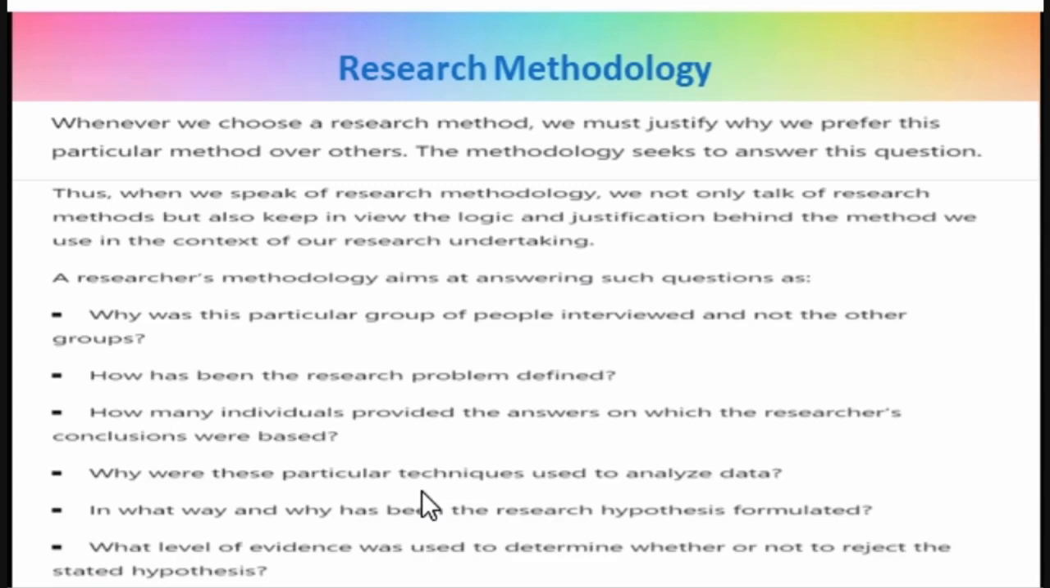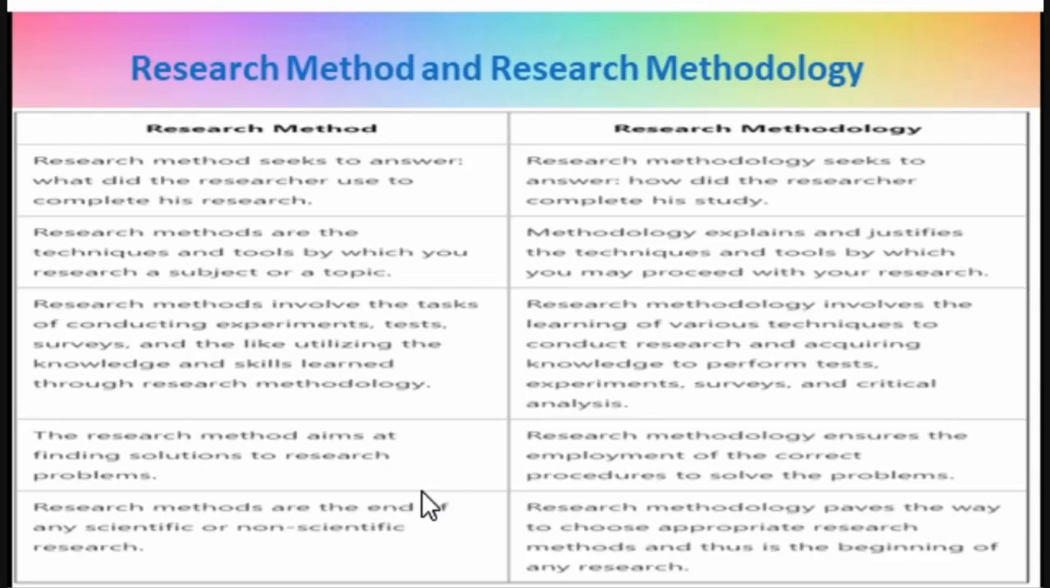I hope you understand the difference between research methods and research methodology. After learning the concepts of both, you see the difference. Research method seeks to answer what the researcher used to complete his research. I used Google Forms to collect data. I used variables such as gender, male and female, and statistical techniques such as mean, median, mode, or inferential statistics, and I used reliability and validity to establish it. Simple. That is a research method.